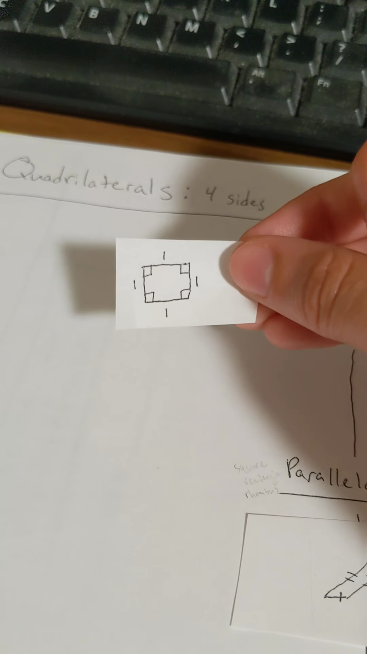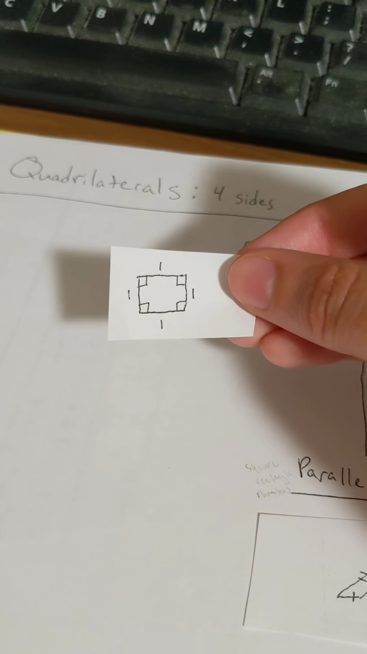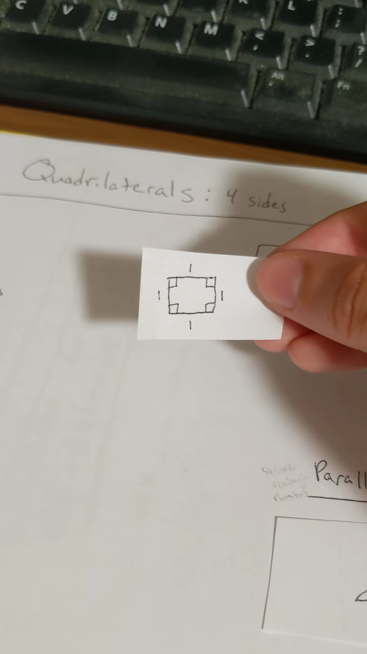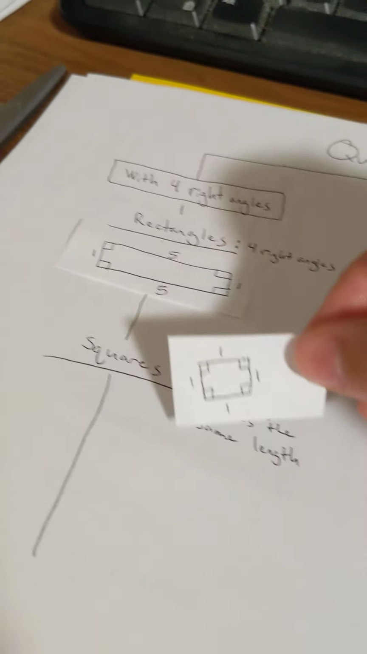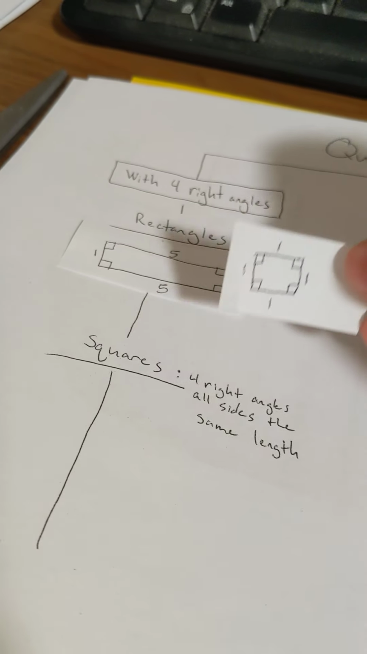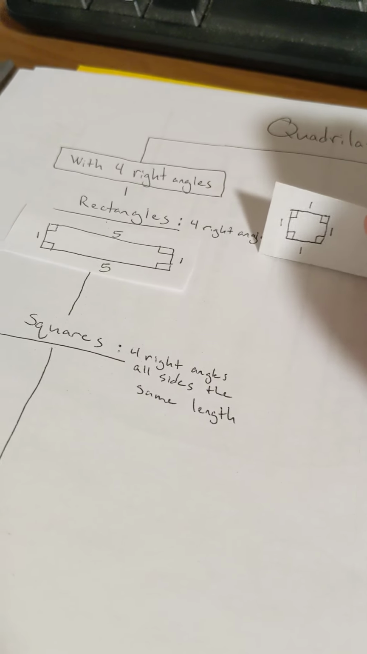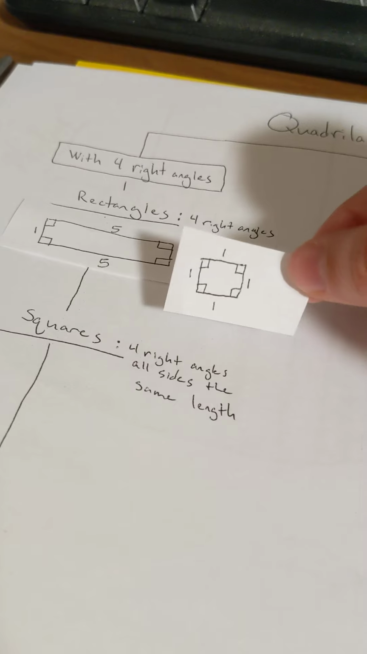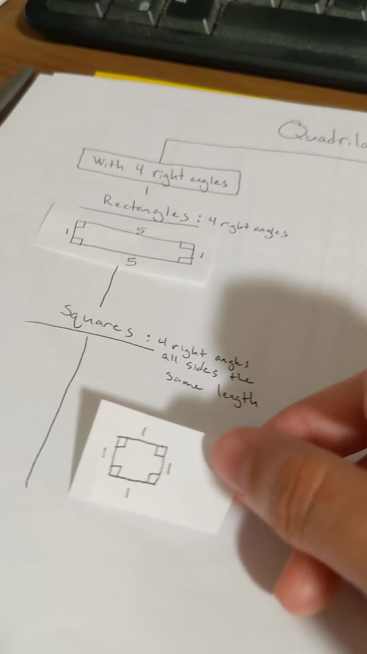Let's see. Does it have 4 right angles? Think it in your brain. Say it out loud. Yeah, it does have 4 right angles. So we're going to be on this side. It's either going to be a rectangle or a rectangle and a square. So all it needs to be a rectangle is 4 right angles. Does it have that? It does. So it's a rectangle.